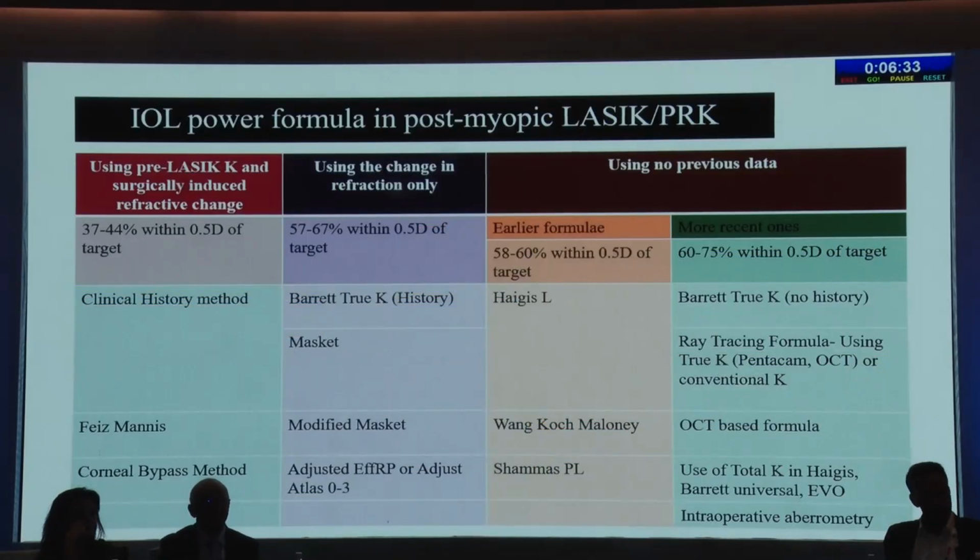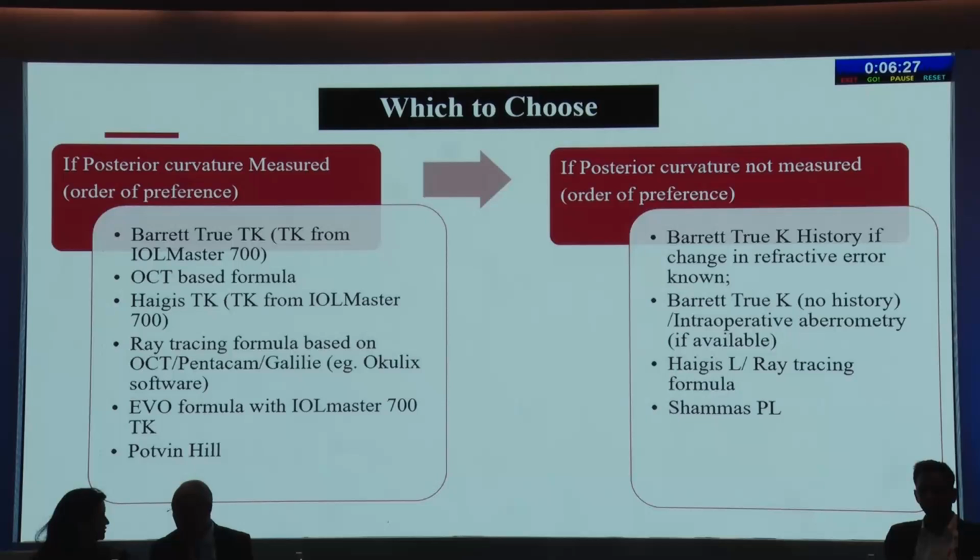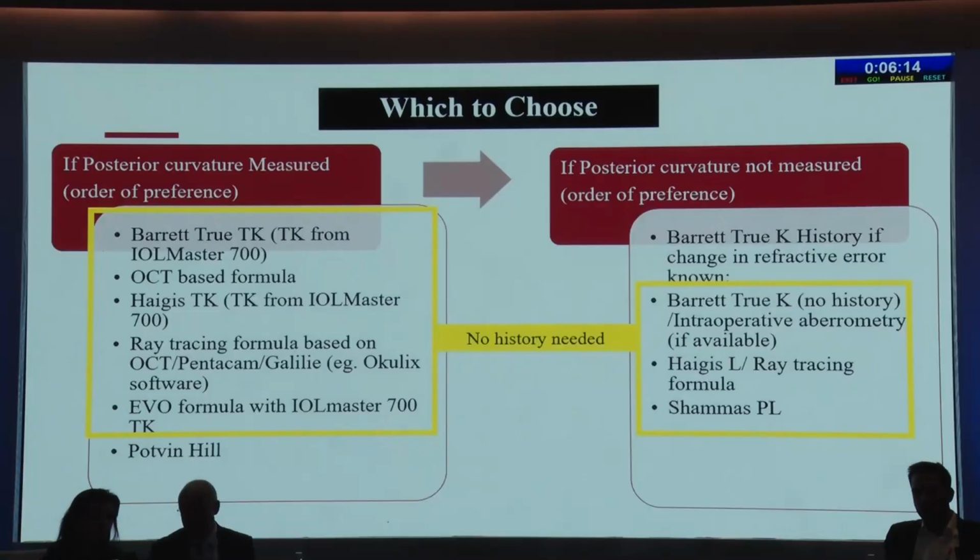There are a host of formulas, right from those based on pre-refractive history, using change in refraction, or using no previous data. Now, if you look at the recent formulas, whether posterior curvature is measured or not measured, you have a host of formulas, and the ones highlighted in yellow are those where you do not require prior refractive history. Barrett True-K, Haigis-L, ray tracing-based formulas, and OCT formulas are the ones which are important.